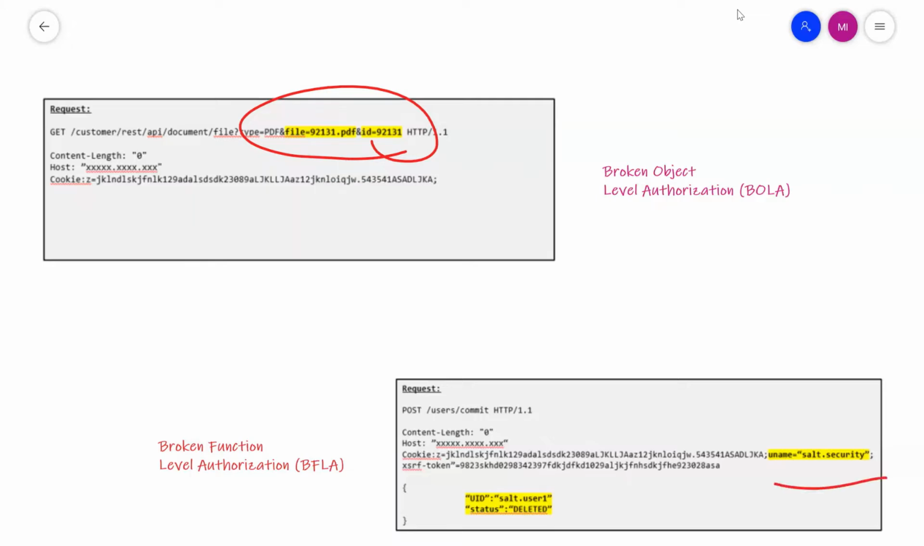Similarly, in the case of broken function level authorization, you could see that the user ID or uname that we were authenticated and authorized as is one user, and then within the message body or post payload, we're actually manipulating the object we want to access. In this case, we're abusing a function, in this case to change parameters about a given user. And in this case, we're actually marking them as deleted. So we could delete any user within the platform. So another type of authorization flaw, but again, occurring within an authenticated session.